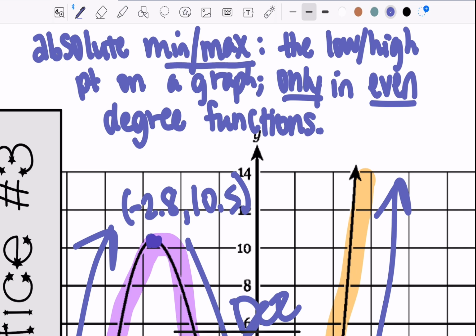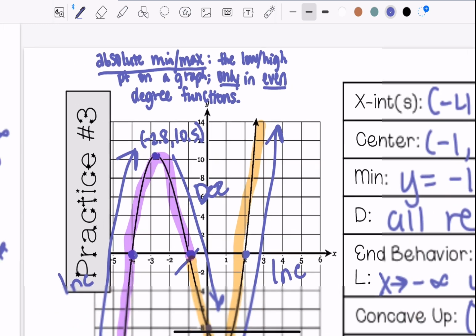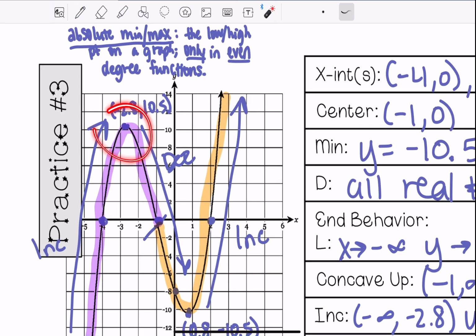And then relative min and max are all of the other ones. They do also include absolutes. It's any min and max ever. And those are the kind that we have here on our function.